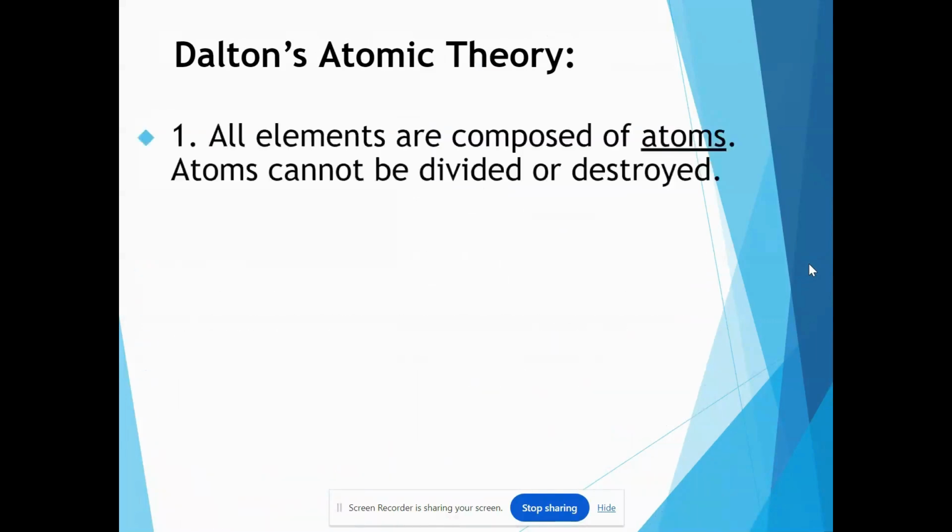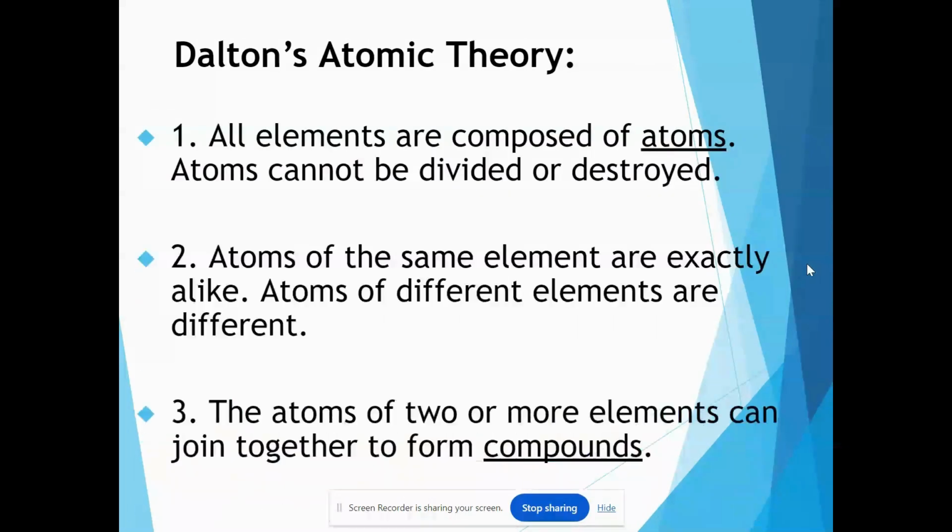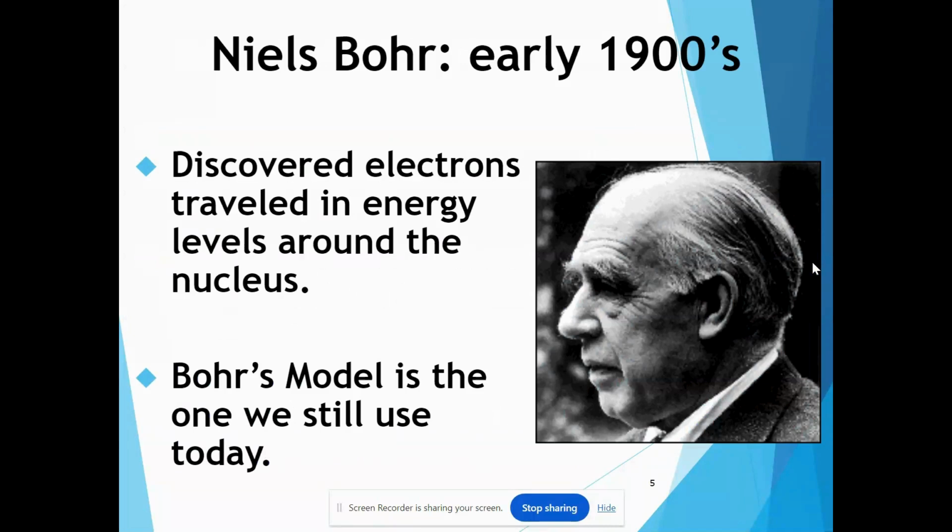The atomic theory states that all elements are composed of atoms and cannot be divided or destroyed. Atoms of the same element are exactly alike. Atoms of different elements are different. The atoms of 2 or more elements can join together to form compounds.